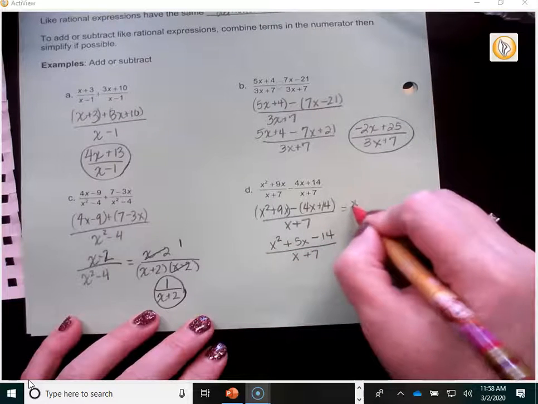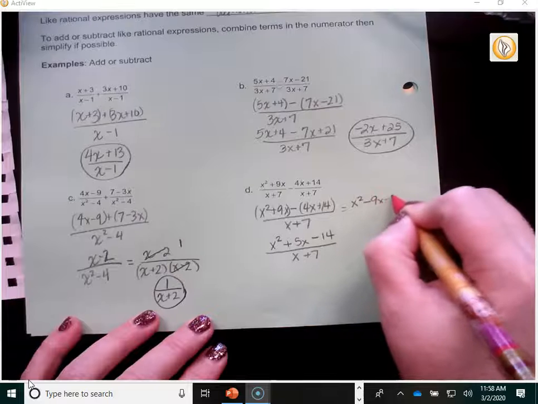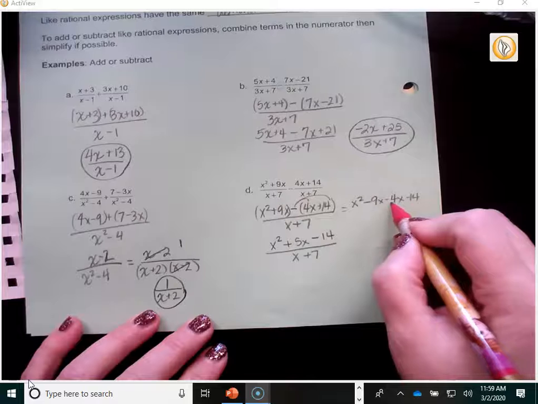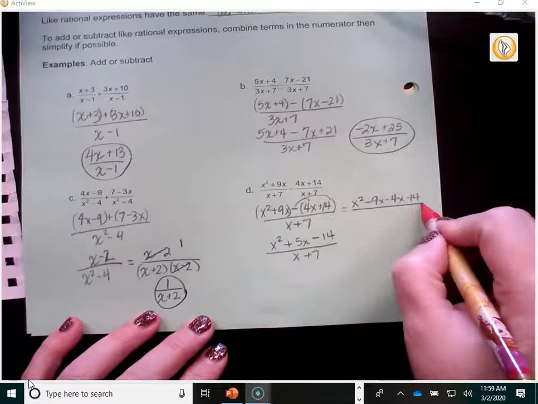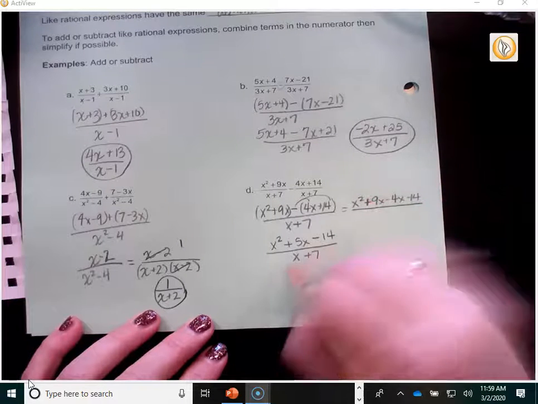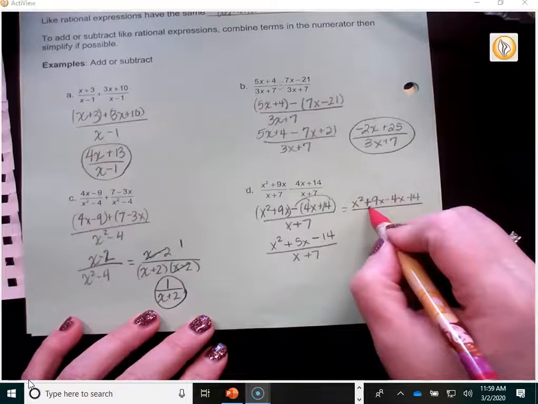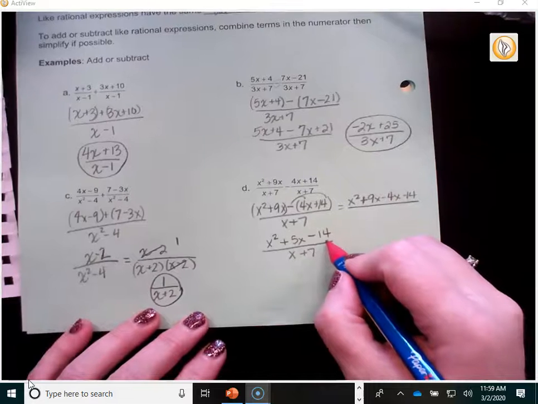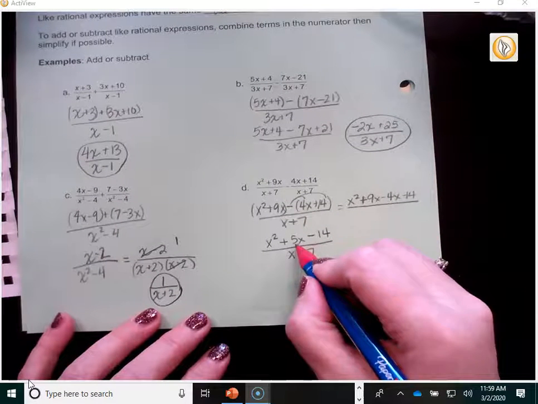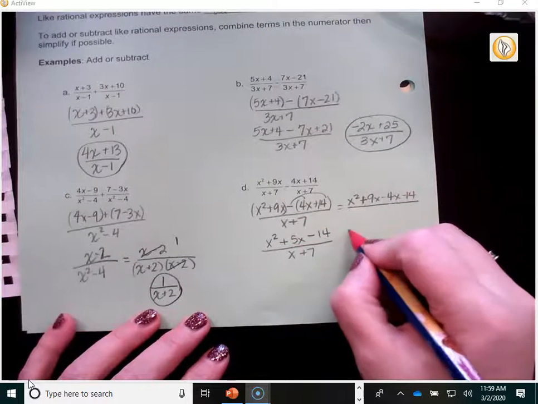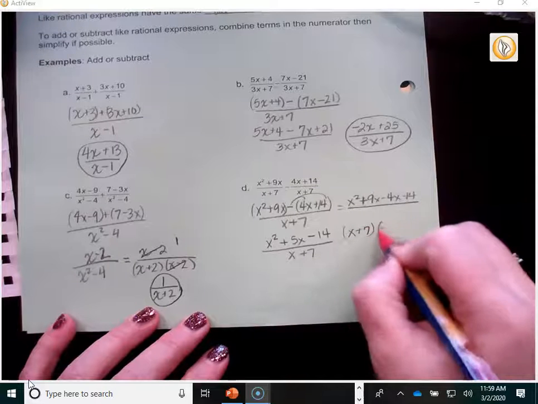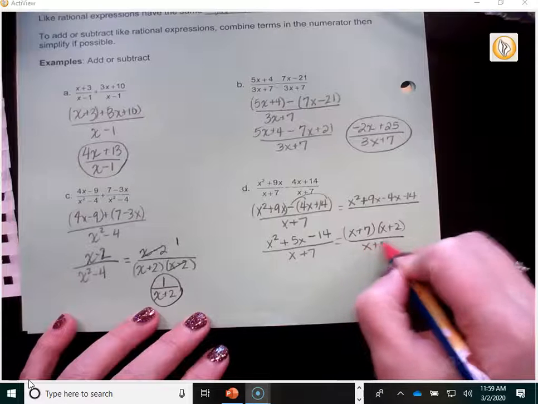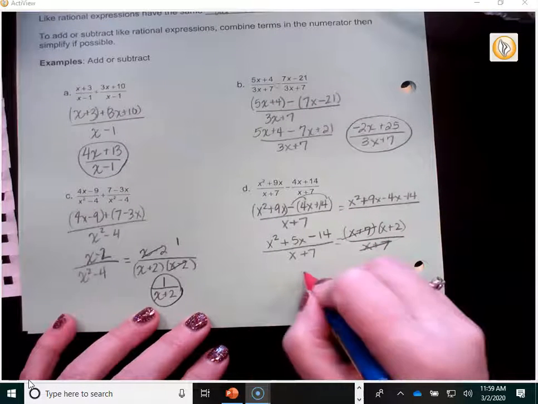Let me just show that step, because we had to distribute that negative through: negative 4x and a negative 14. So that's positive 9 plus 4, which gave us our positive 5. Factors of negative 14 that add up to 5 would be 7 and negative 2. So x plus 7 times x minus 2, divided by x plus 7. Our x plus 7's can cancel, so we're left with x minus 2.